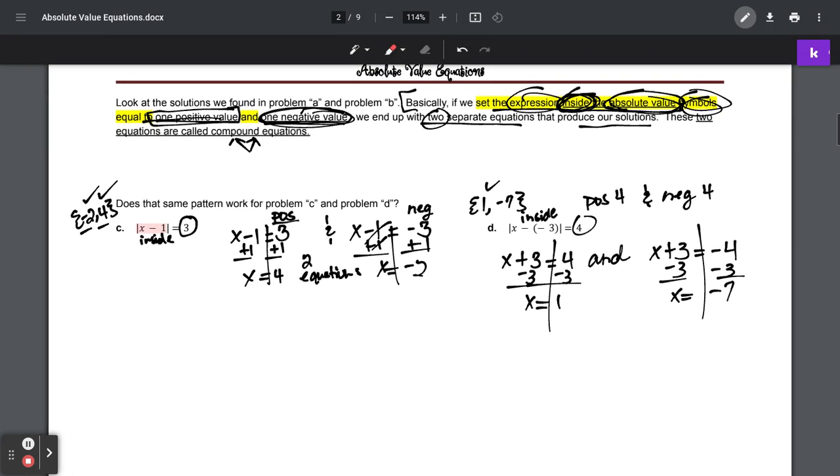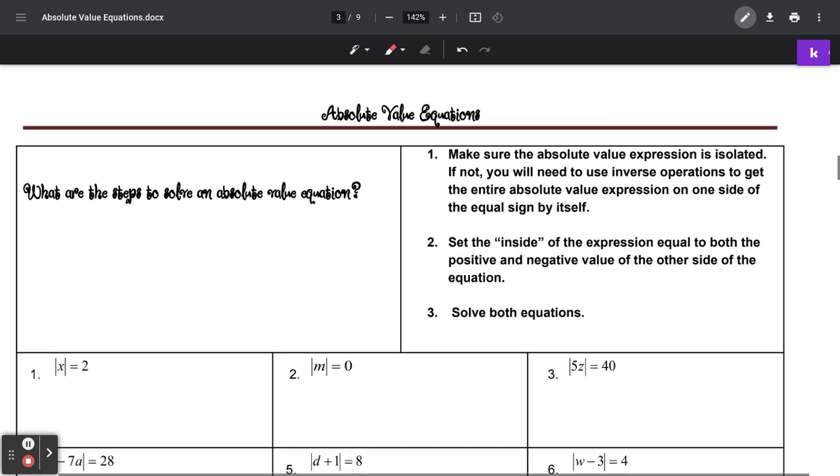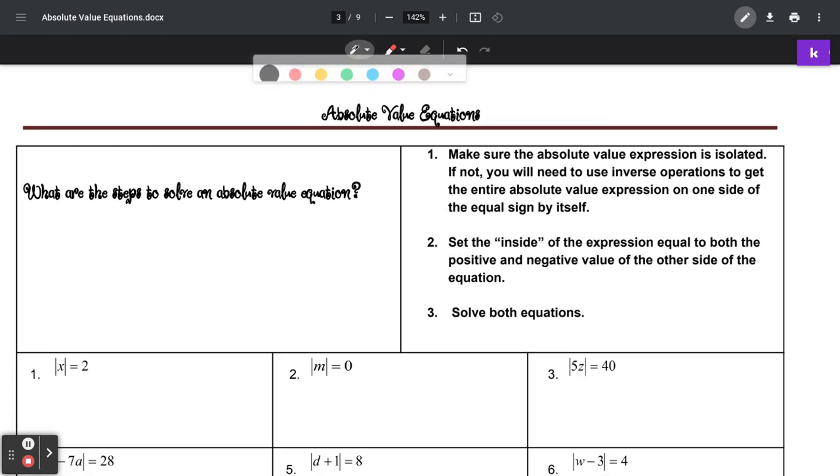All right, let's keep rolling with it. So I hope you understand that. If not, I have more directions here. It's just those same steps. Make sure the absolute value expression is isolated.